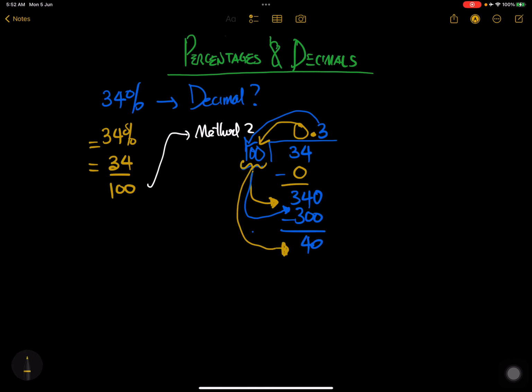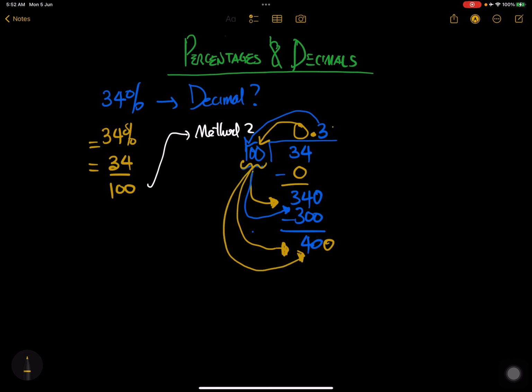The answer is no. We cannot add a decimal point here because we've already done that. So the next thing to do is to add 0 here. And then when we do that, we can confidently ask again, can 100 go into 400? And the answer is yes.